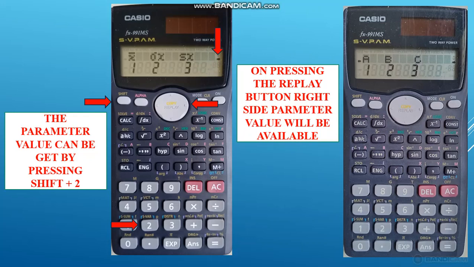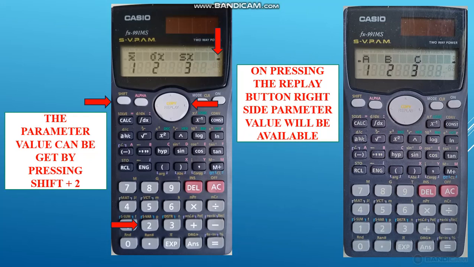And similarly, to get the parameter value, you want to press shift plus 2. If you press shift plus 2, you will get like this: x bar, sigma x bar, and xx. On pressing the replay button right side, you will get parameter values, that is a, b, and c.